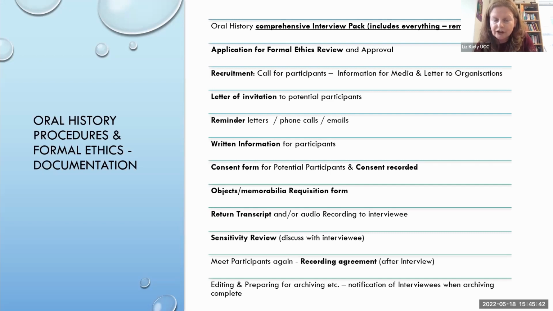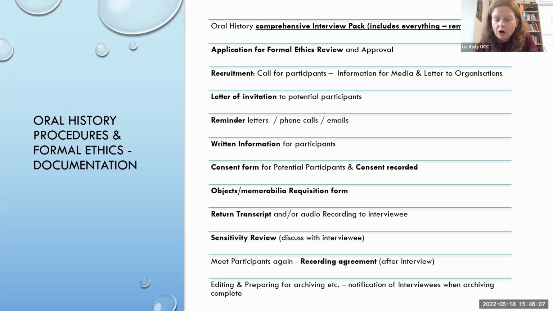That would include, for example, any letters, documentation, absolutely everything that we need to remind ourselves about, checklists, anything like that. We also, of course, need to apply for formal ethics review very often in our institutions or organizations, and to get approval for the research that we're doing prior to engaging with human participants at all.